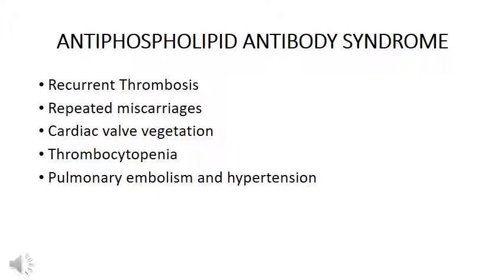In antiphospholipid antibody syndrome, the antibodies can attack our platelets, causing destruction of platelets, so it can induce thrombocytopenia as well. Due to this destruction and disturbance, it can also cause pulmonary embolism and hypertension as well.